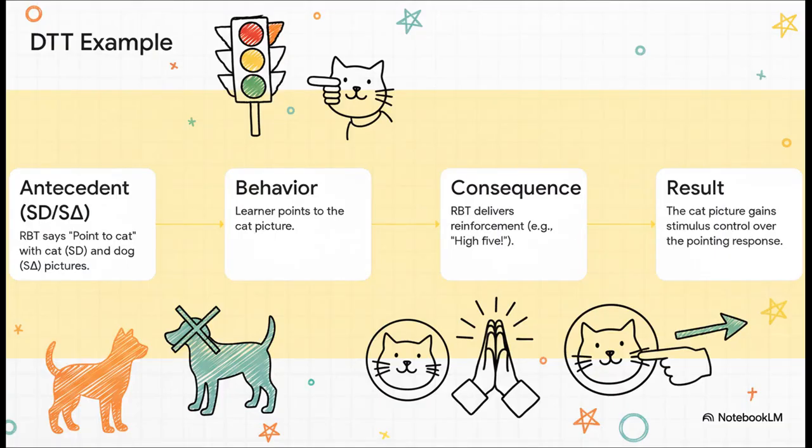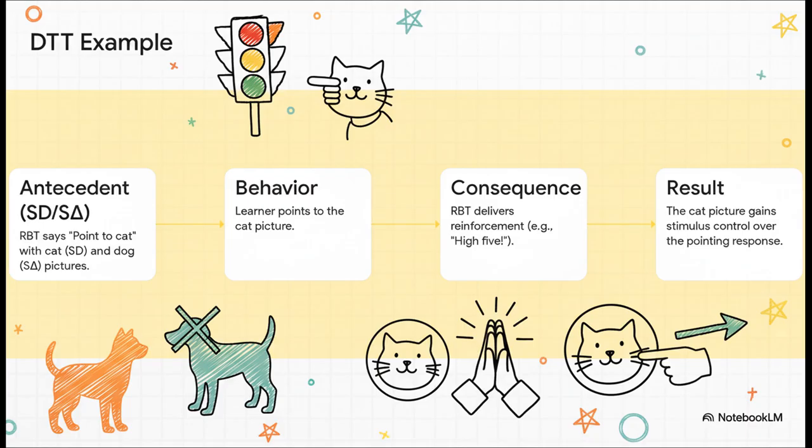Let's make this real. Picture a classic DTT session. Your RBT puts two pictures on the table, a cat and a dog. They say, point to cat. The picture of the cat, that's our SD. The dog picture, that's our S delta. The learner points to the cat, and what happens? Great job! High five! You got it! Reinforcement city. But what if they point to the dog?